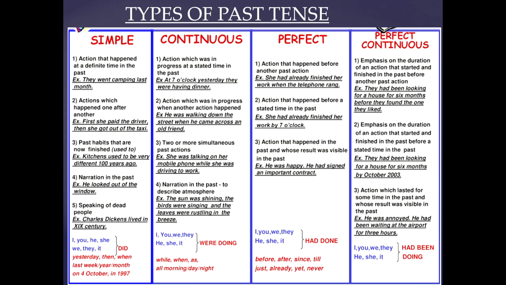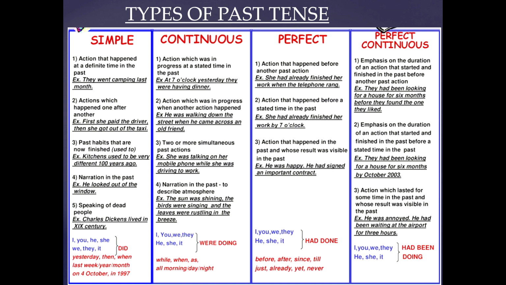Now let us see the examples and the types of past tense with various subtypes. The subtypes remain the same as that of the present tense: simple, continuous, perfect, and perfect continuous tense. Even for past and future also this remains the same. So let us see simple past.